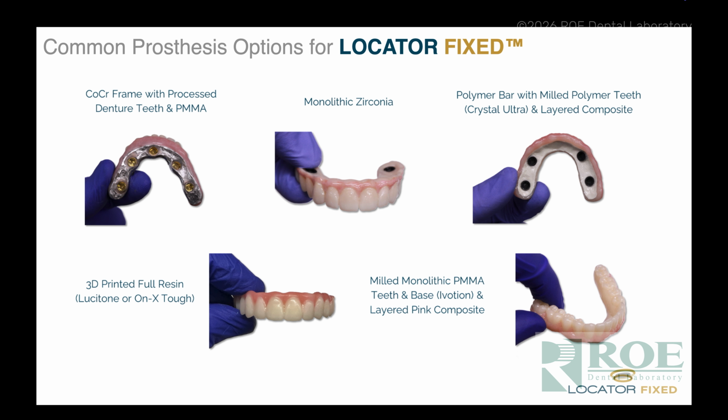Just a couple other corporate slides where you can have a chromium cobalt framework and process denture teeth to that. The middle is the monolithic zirconia. We can use polymer bars with milled polymer teeth like Crystal Ultra. We can have a 3D printed Lucitone or Onyx Tough prosthesis. And again, we can have the milled monolithic PMMA or Ivotion with layered pink composite.